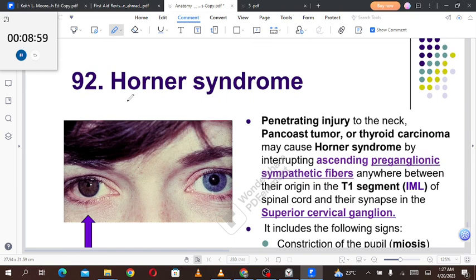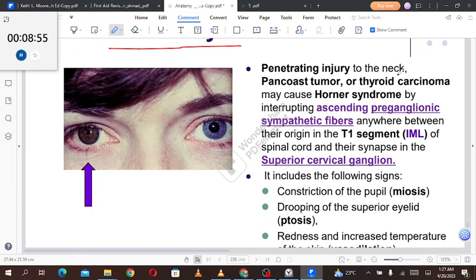Now it's point number 92, that is Horner syndrome. In the case of Horner syndrome, penetrating injury to the neck, Pancoast tumor or thyroid carcinoma may cause Horner syndrome by interrupting the ascending preganglionic sympathetic fibers anywhere between their origin in the T1 segment, the intermediolateral segment of the spinal cord, and their synapse in the superior cervical ganglion. So if there is any damage in this vicinity, that will result in Horner syndrome.